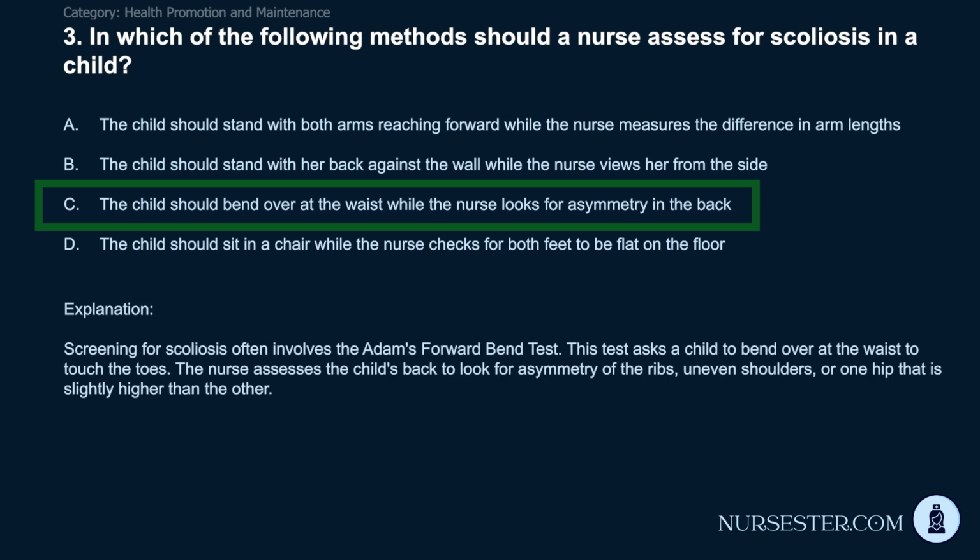Screening for scoliosis often involves the Adams forward bend test. This test asks a child to bend over at the waist to touch the toes. The nurse assesses the child's back to look for asymmetry of the ribs, uneven shoulders, or one hip that is slightly higher than the other.